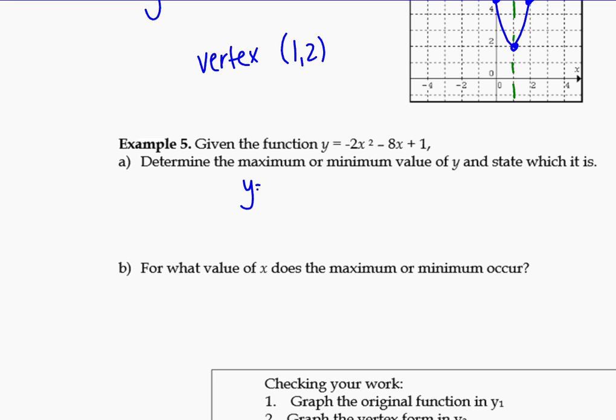Completing the square, factor the negative 2 out. We're left with x squared, and then what? You factor negative 2 out. It's like dividing each of these by 2. Plus 4x. Okay. 4 divided by 2 and squared is 2 squared. So we're adding 4 and subtracting 4.